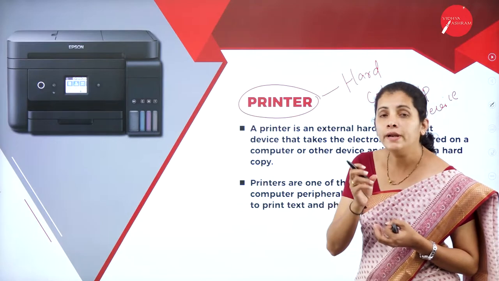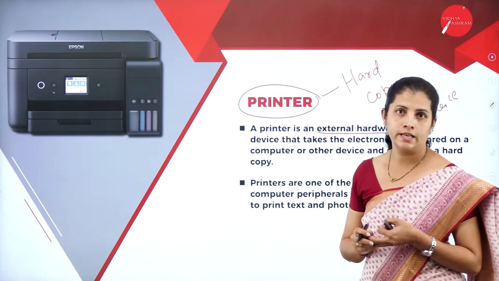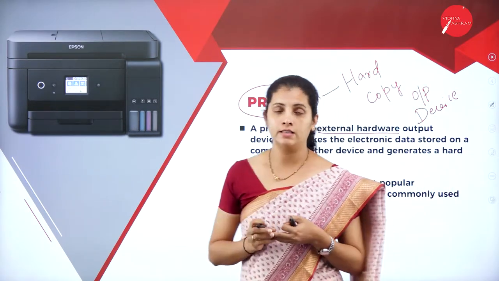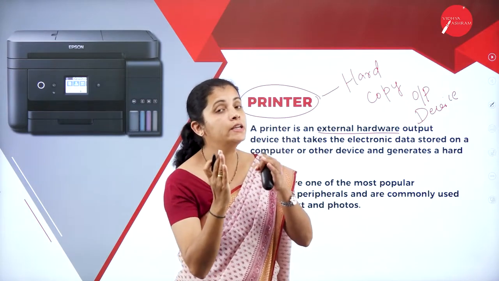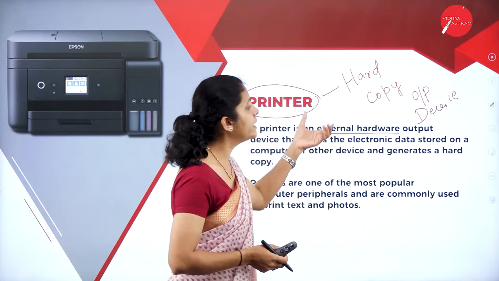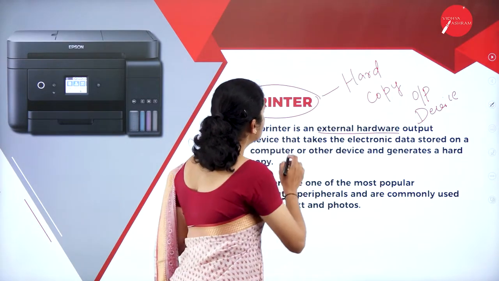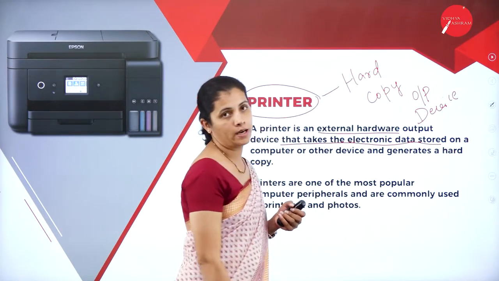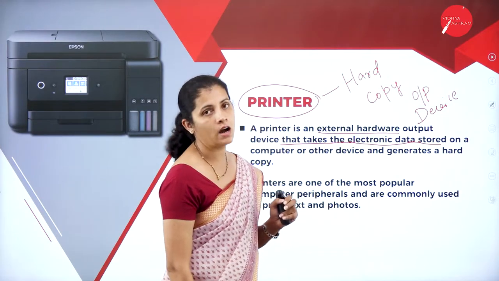So here the printer is an external hardware output device. That means we have an external printer that is connected to our computer system. That is the reason it is called an external hardware output device, that takes the electronic data stored on the computer or other device and generates a hard copy.